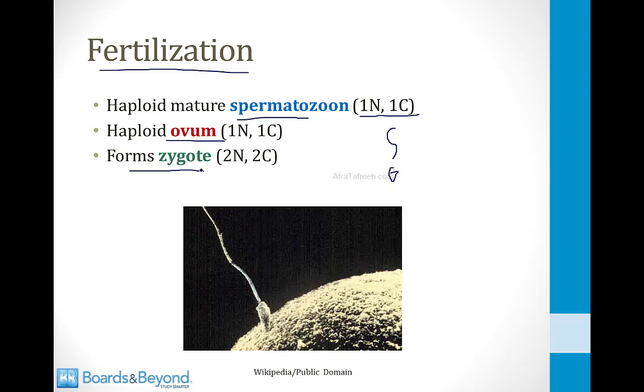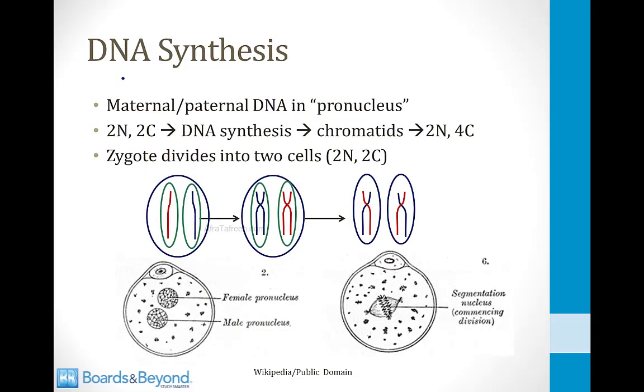Now, once the sperm and the egg merge, we now have a situation where we have 2N and 2C inside of one cell. So for example, we have two copies of chromosome 6 now in the zygote, and each copy of chromosome 6 has one chromatid, thus there is 2N, 2C in the zygote. Things get a little more confusing once the zygote forms because one of the first things that happens inside the zygote is that DNA synthesis begins.